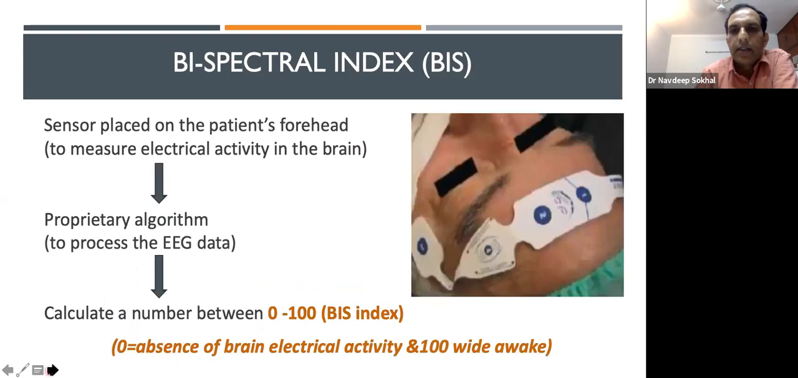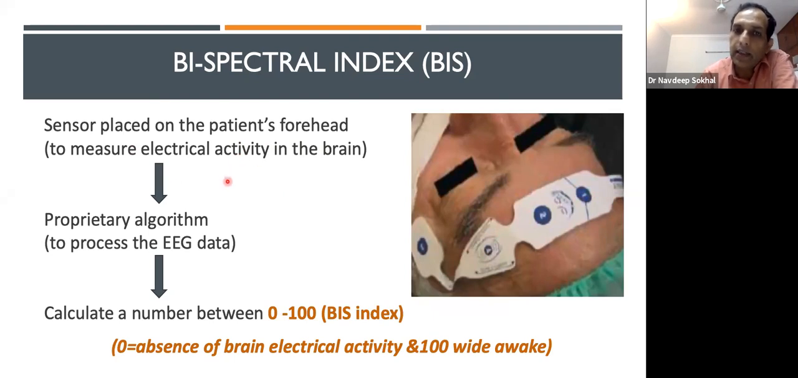Okay. So now how do we apply them? In this picture, you can see the BIS sensor has been applied, wherein this is electrode 1, 2, here is 3 and 4 is here. 3 is over actually the temple. So this is how it is applied. And the sensor is placed on the patient's forehead, which actually captures the electrical activity.